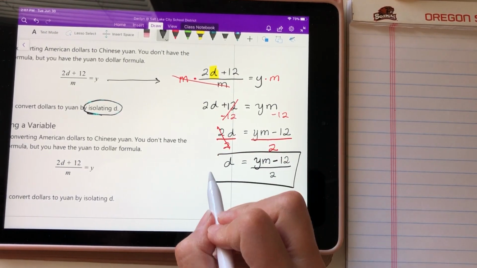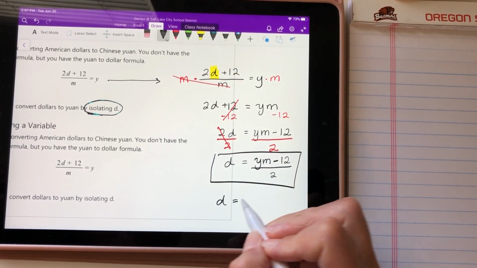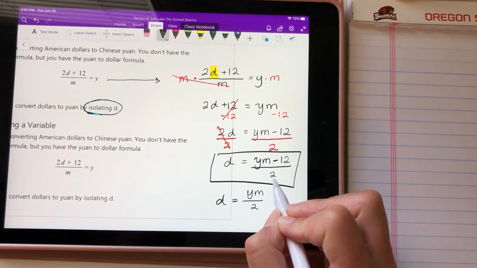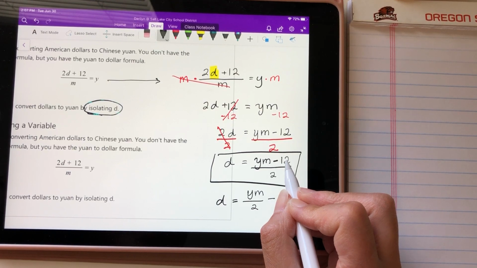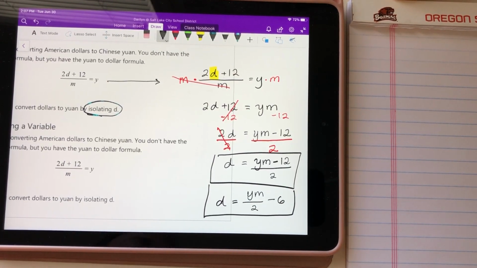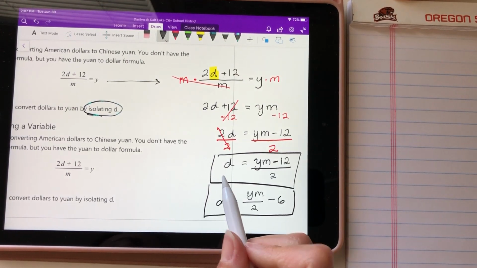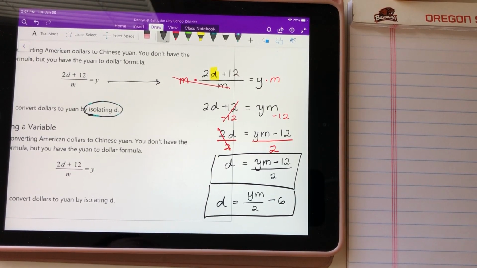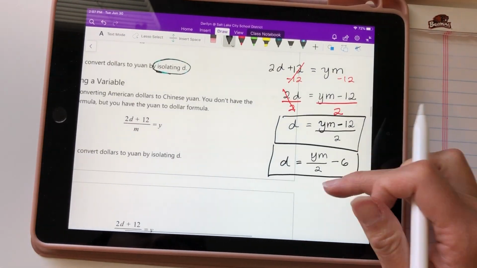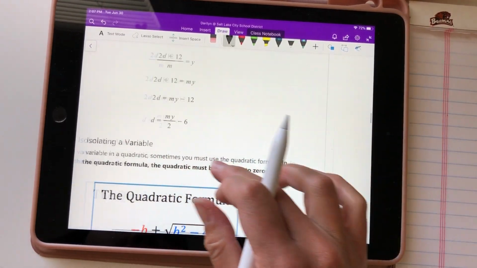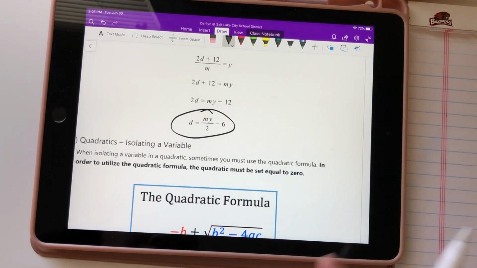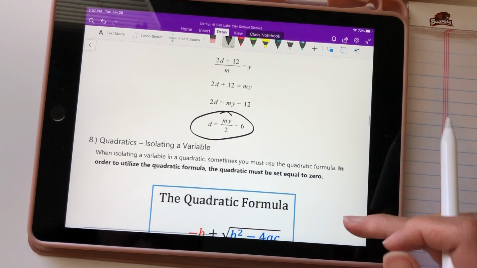So you might see the answer like that. You also might see the answer like this: ym/2 minus, well, what's 12 divided by 2? 6. So that's the other way you might see the answer. Once d is isolated, your job is done and you've completed the task. So that one is pretty straightforward, and as you can see, they did get 6 by itself, but you don't always have to do that.